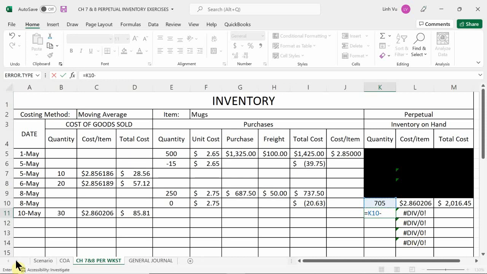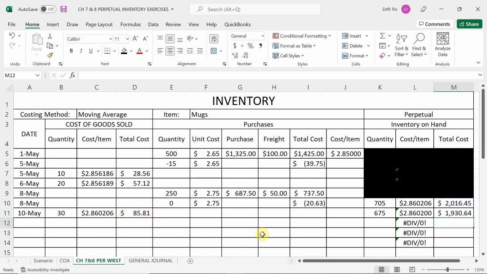So I need to adjust my inventory because I sold 30 of those units. 705 minus 30 is going to give you 675. And same thing here, I need to subtract out the $85.81 to give me a grand total of $19.30 and 64 cents. Which should still give me an average cost of 2.86020, and then it's 0. So it dropped by 6/100 of a penny.